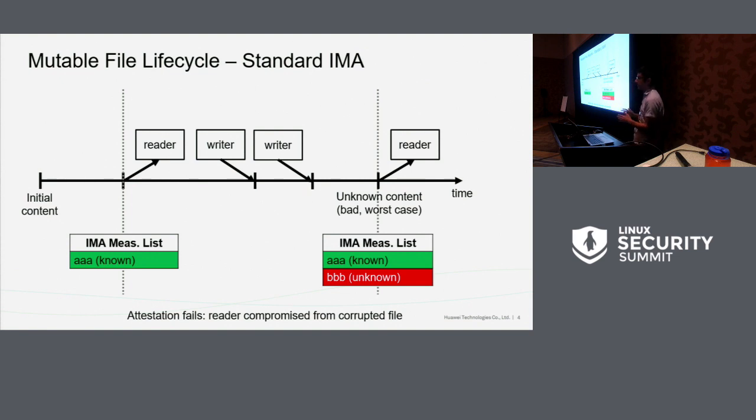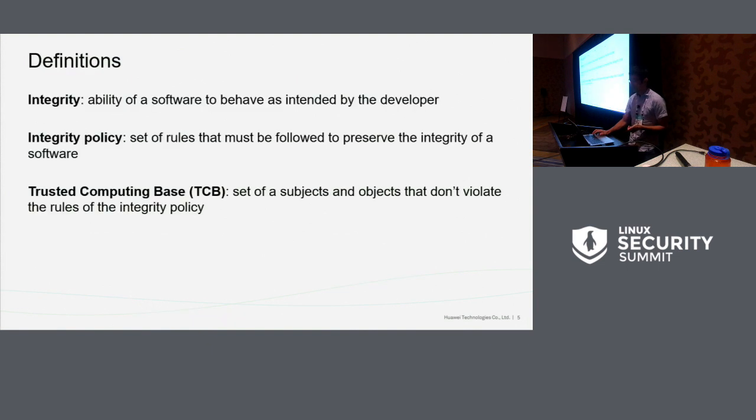Then the content of the file is not known anymore, and at the next read, we get in the measurement list this new digest, and this cannot be verified. So we send it to a remote verifier. The remote verifier checks the digest and sees that there is no reference measurement for that. So how do we solve this problem?